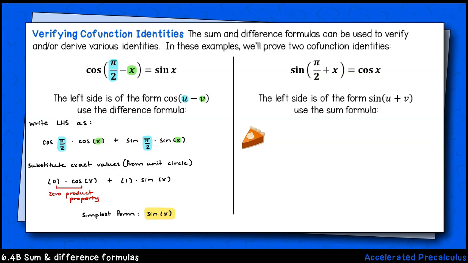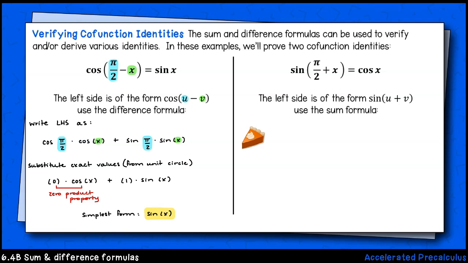That will be cosine of pi over 2 times cosine of x plus sine of pi over 2 times sine of x. We'll substitute exact values wherever possible using coordinates on the unit circle as a reference. This gives 0 times cosine of x plus 1 times sine of x. Using the zero product property, I know anything times 0 is just 0, so this entire expression simplifies to the expected value, sine of x.